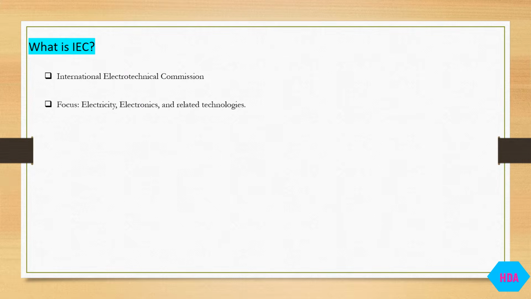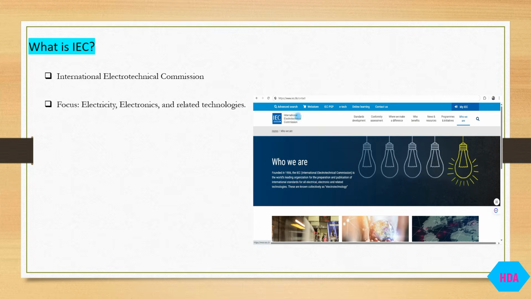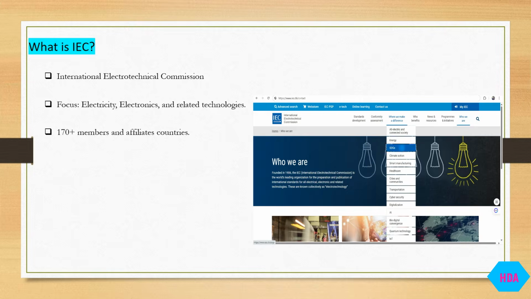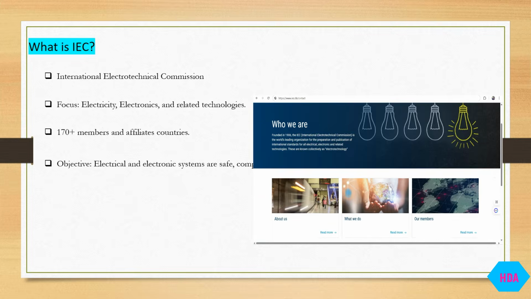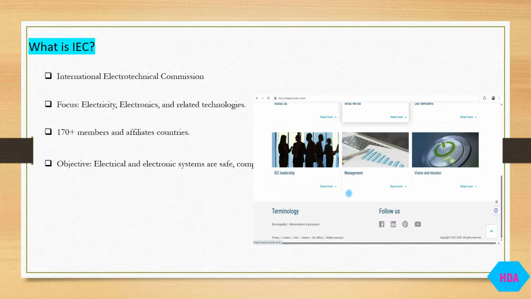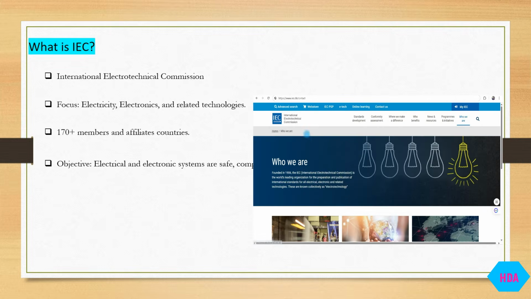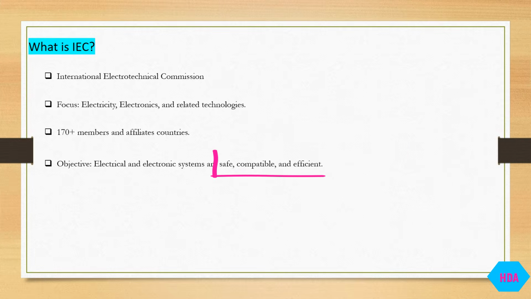So, the next question that we need to understand is what is IEC? It stands for International Electrotechnical Commission. IEC specifically focuses on the fields of electricity, electronics and related technologies. It has a total of 170 plus member and affiliate countries. And the objective of all the standards developed by IEC is to ensure that electrical and electronic systems are safe, compatible and efficient.